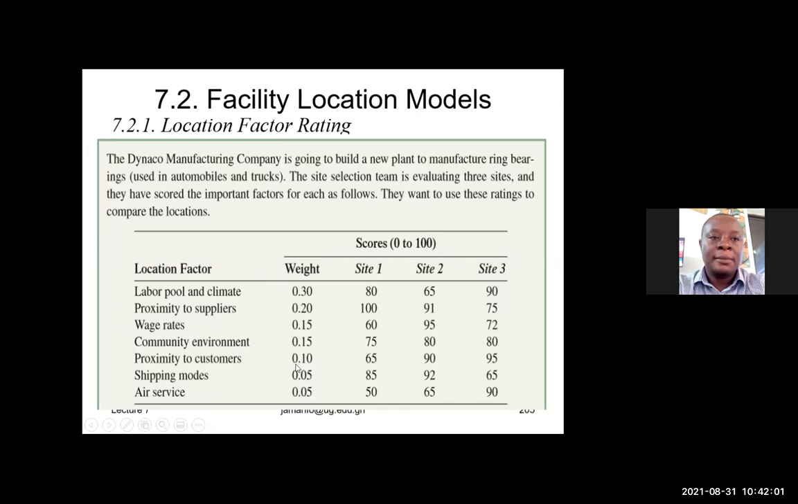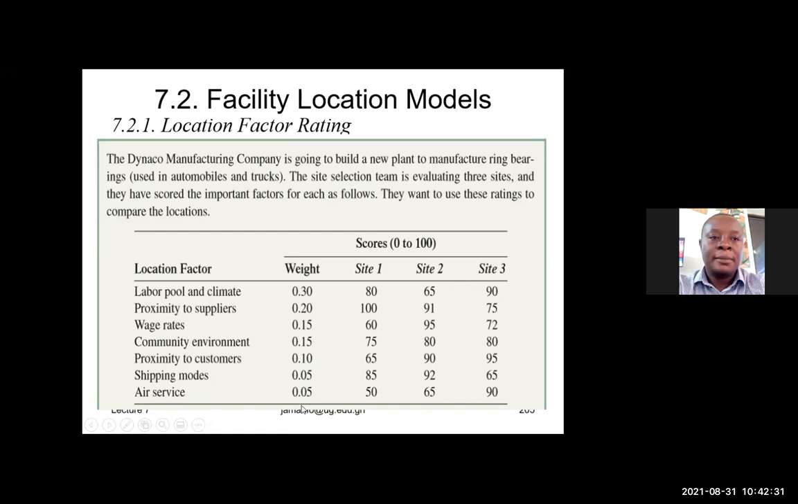Now, please take note, we brought this in one of the exams, and students couldn't tell us what I'm going to show you now. The total weight, when you sum it up, should be one. So 0.30, 0.20, 0.15, 0.15, 0.1, 0.05. Whatever weight you assign, even if the items here are 20 or 25, the weights should add up to one.